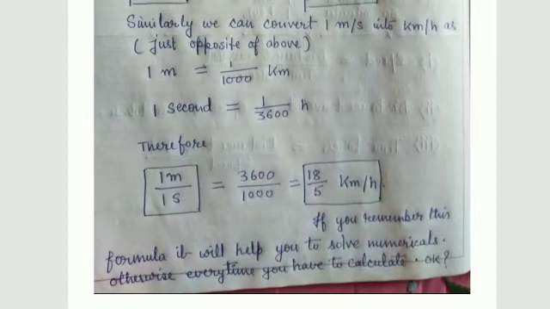Is equal to 18 by 5 kilometer per hour. It goes up because it is 1 by 1000 and 1 by 3600. So 3600 goes up and 1000 comes down. So our answer, after calculating, after dividing, is 18 by 5 kilometer per hour.